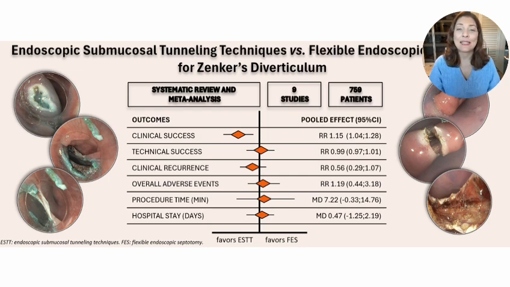In summary, the systematic review and meta-analysis indicated that endoscopic submucosal tunnel techniques are a safe and effective alternative to flexible endoscopic septotomy for treating patients with Zenker's diverticulum, offering increased clinical success and a potential reduction in clinical recurrence. However, randomized controlled trials are needed to confirm these findings. Additionally, despite the proven efficacy, the broader application of tunnel techniques might still be limited by the scarcity of expertise in third space endoscopy.